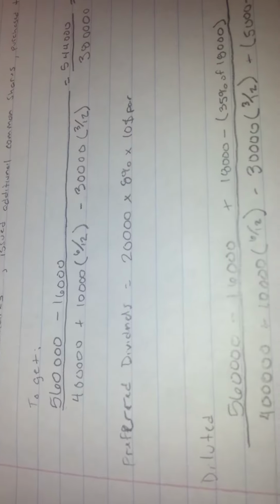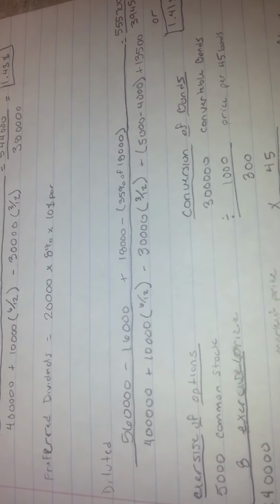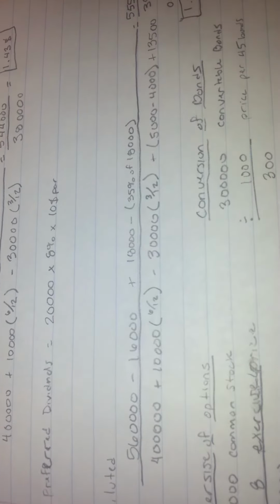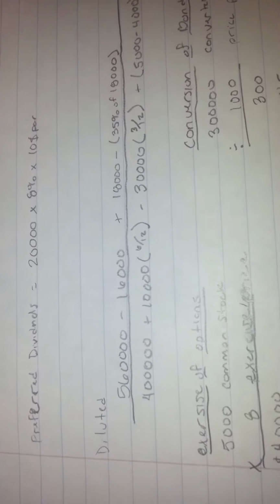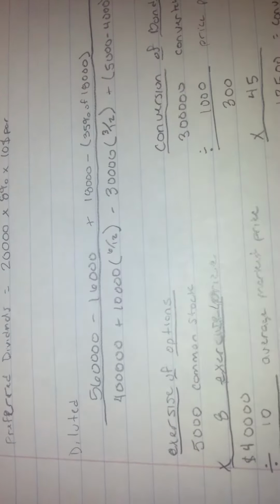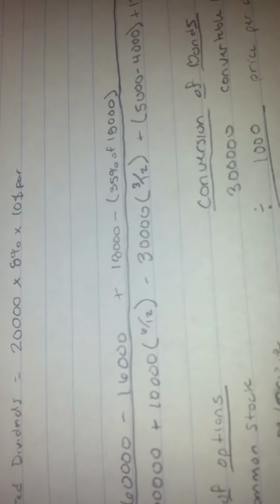All right, and the diluted is a little bit different. Basically, what this means is this is just the option in case you wanted to go with some type of option. So this is the actual equation right here, and I'll explain how I got all these numbers. Basically, it's the same as the basic in some of the parts with additions of exercise options, conversion of bonds, and after-tax savings. So as you can see, mostly the same, talking about the numerator, until we get to this number, the 18,000 minus 35% of the 18,000.